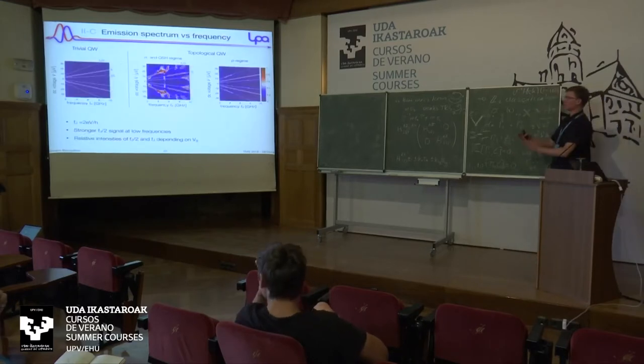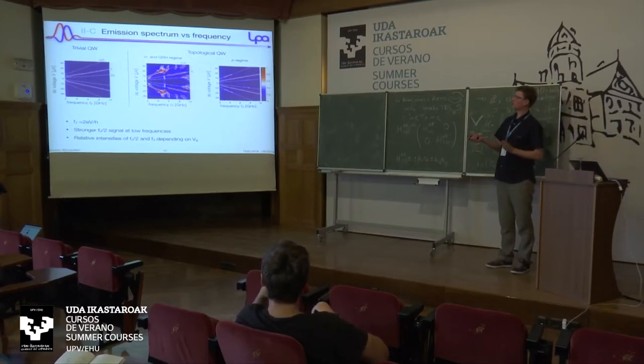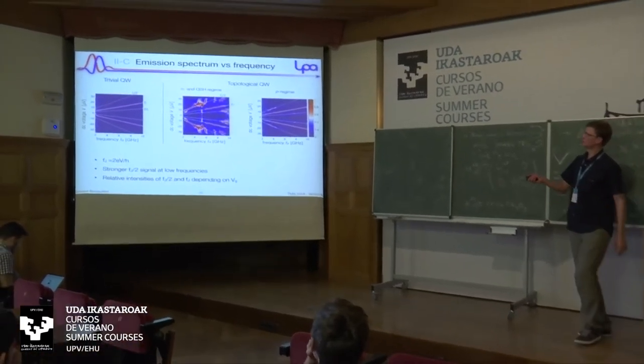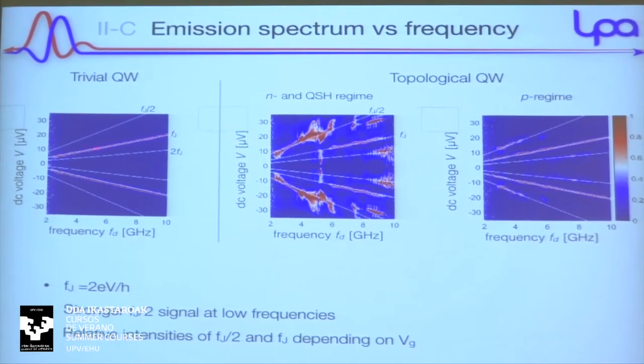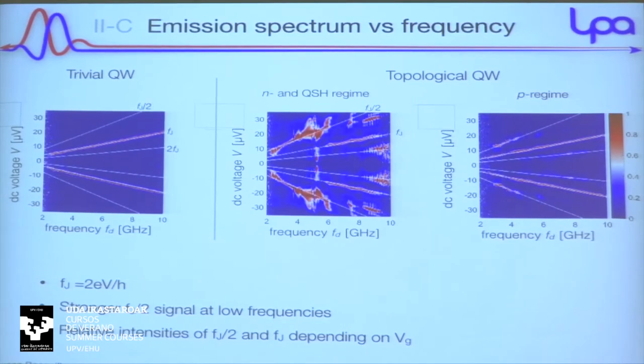Now we can also change the detection frequency and check whether the emission line follows the expected linear dependence with the voltage. In the trivial quantum well, we see only one emission line here, this red line. The white lines are just guides for the eyes. You see only one emission line, which corresponds to the Josephson frequency. In the topological quantum wells, we see a lot more features, and we don't fully understand all of them. But what is clear is that there's a very strong signal on this line, which is half the Josephson frequency. There is some signal also at the Josephson frequency and sometimes at twice the Josephson frequency. The emission lines also depend on where you look according to the gate voltage. What I want to point out here is that the strongest 4 pi signal is obtained for low frequencies. This will come back when we deal with the Shapiro steps.